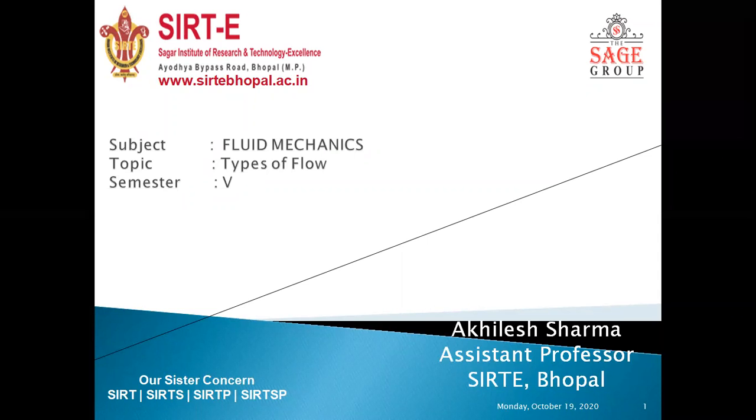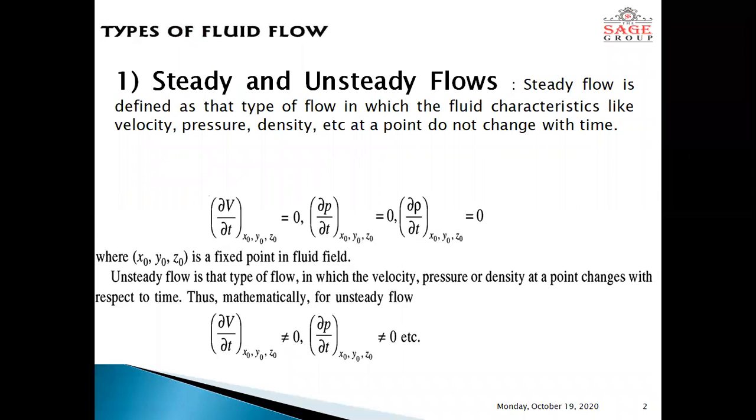Today's topic is types of flow. So, types of flow, first is steady and unsteady flow. Steady flow is defined as that type of flow in which the fluid characteristics like velocity, pressure, density, etc. at a point don't change with respect to time.